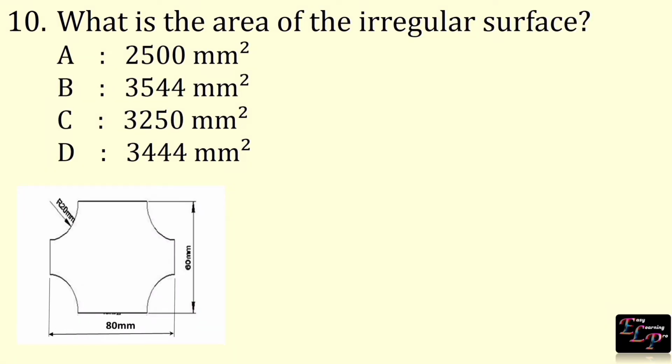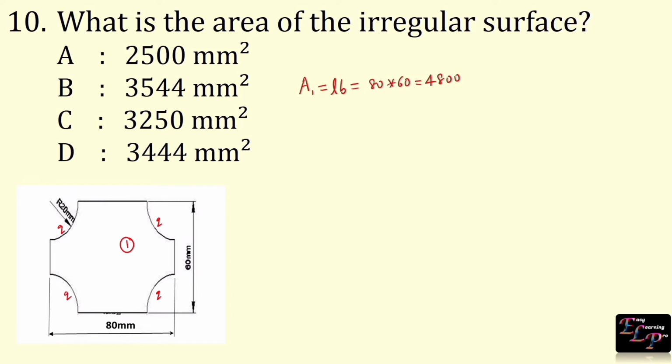What is the area of the irregular surface? Here we have a rectangle. Let us take this as shape 1 with the dimension 80 mm and 60 mm. And we have 4 quadrants removed from this rectangle. First we will find area of first shape, which is rectangle. Area of rectangle is given by length into breadth, which is equal to 80 into 60. 4800.